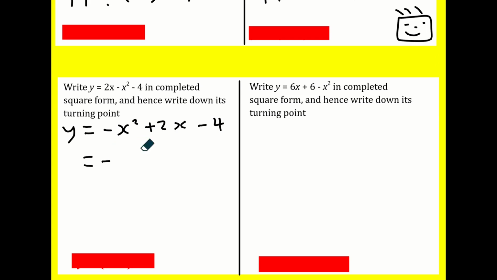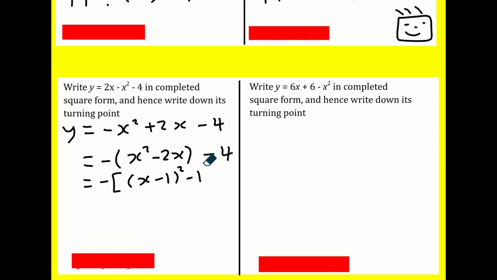And what we should do is actually factorize out the minus, just like we did when we were factorizing quadratics. But in this case, it's going to become x squared minus 2x, and we're going to leave the minus 4 there. Again, I've got it in completed square form. So it's going to become minus, then I'll put a square bracket in, x minus 1 squared minus 1.